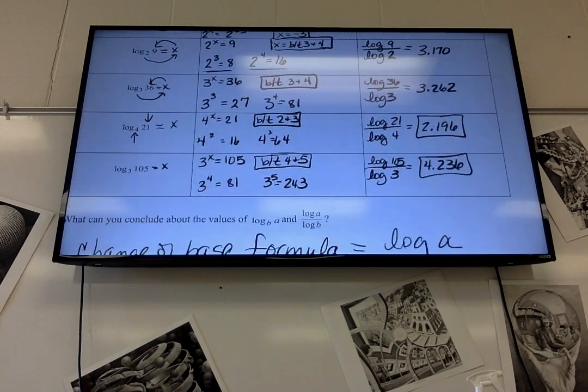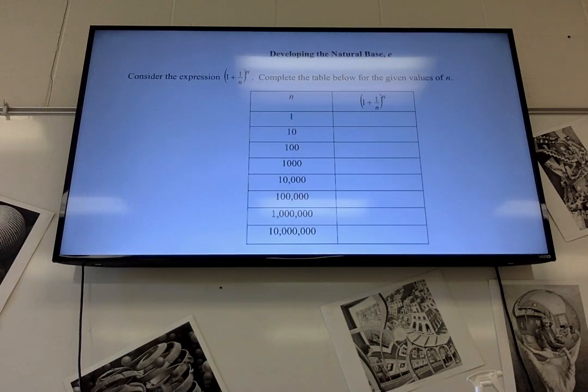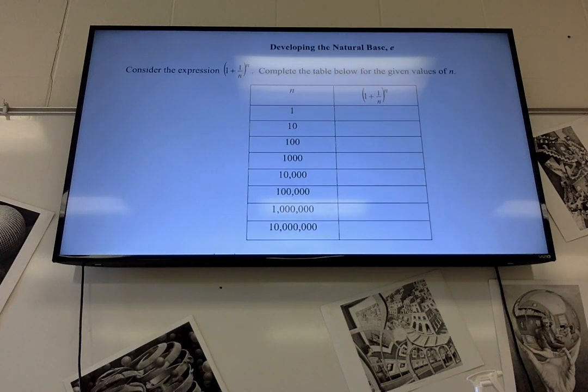Okay, now we're going to talk about the natural base. Now, do you remember talking about the number e? You remember doing pert? Some of you yes, some of you no. That's okay. It's a formula that we use to figure out interest. If it's compounded continuously, you had to use, we call it pert.